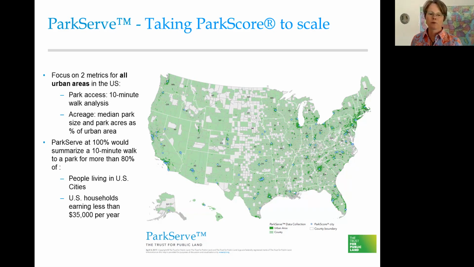But basically, we'll know in the spring of 2018 how many people are served within a 10-minute walk in urban America, or in those 14,000 cities and towns. So that's going to be a really powerful tool. People will be able to download maps and statistics and access some of these same tools that we have in Park Score to do that scenario analysis.